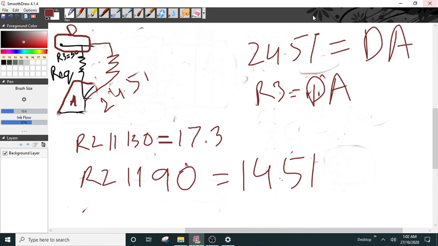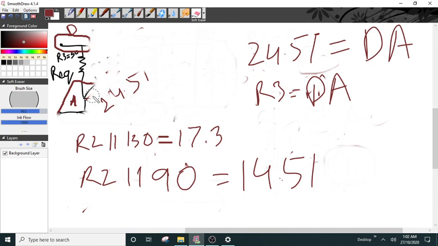Now we can see that they are in the same pair of nodes. If they are DA or AD, they are in the same pair of nodes. So these are in parallel with each other. So just solve them in parallel: 24.51 multiplied by 30 divided by 54.51. So it is 13.89.